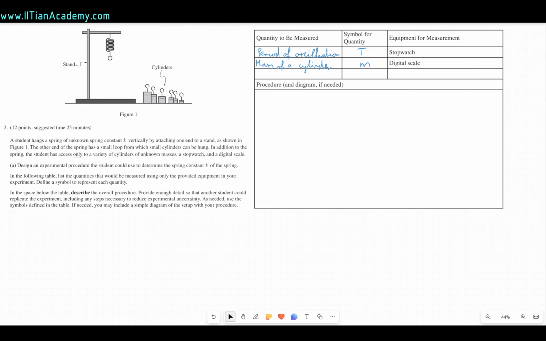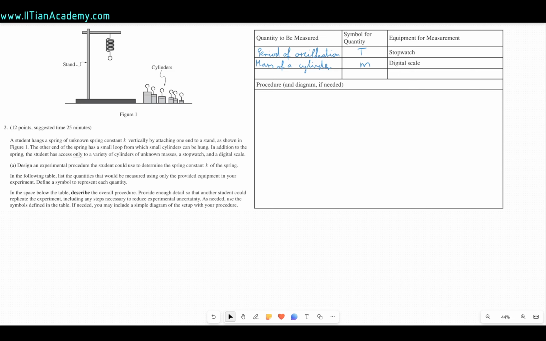And for the procedure, we need to describe the main steps we need to take. So the idea of this experiment is that we take a cylinder, we measure its mass, so we know how heavy it is, we place it on the end of the spring, we make it oscillate, we measure the period of oscillation, and then we can use the formula for the period of a mass spring system to calculate the spring constant of the spring.